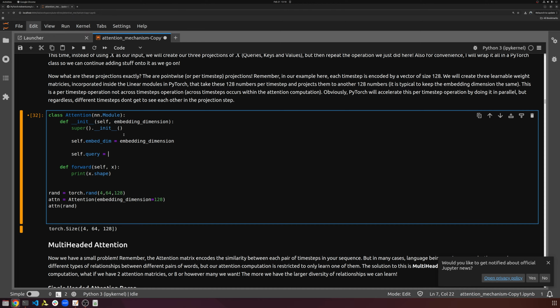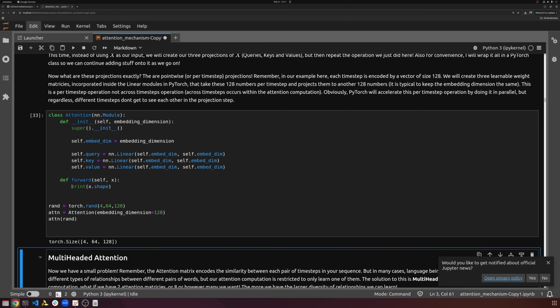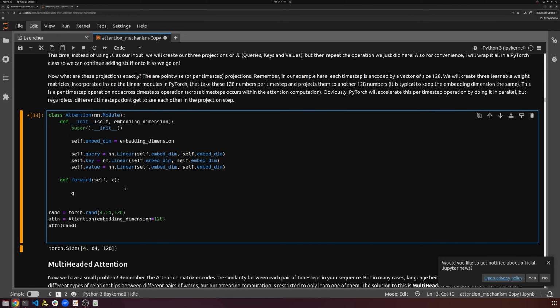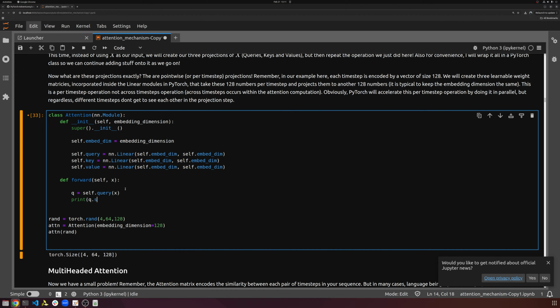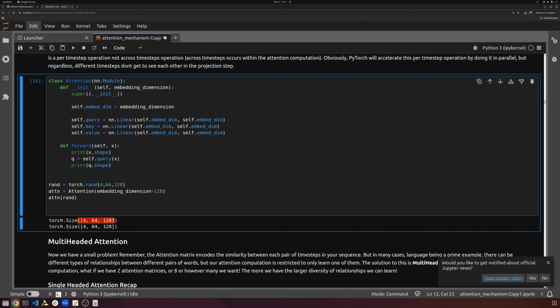We're going to do query is nn.Linear, and it's going to take self.embed_dim in and self.embed_dim out, just like that. And our keys and values are identical. So we can call this query, key, and value. And so, just like I mentioned, we need to produce a q, k, and v. So q is self.query(x), and we can print out q.shape. And let's print out x.shape as well. Notice they're the same, right? We passed in a 4 by 64 by 128.